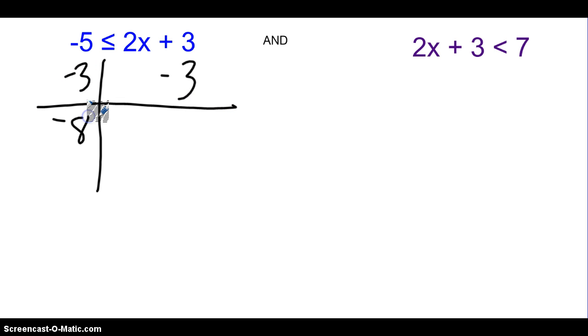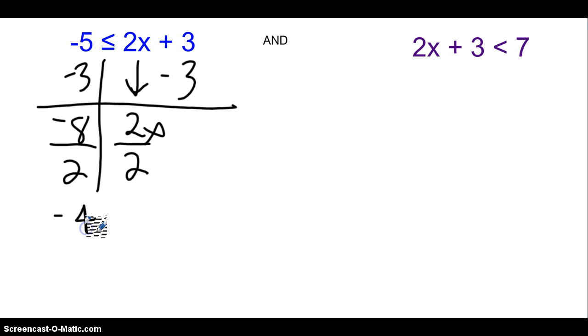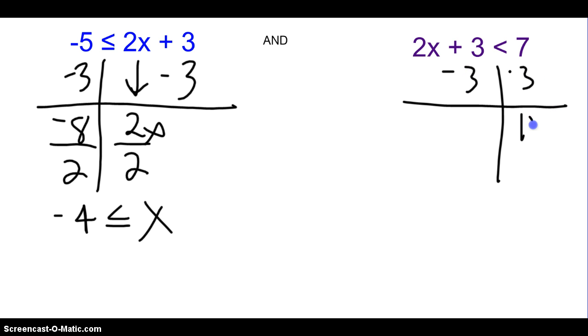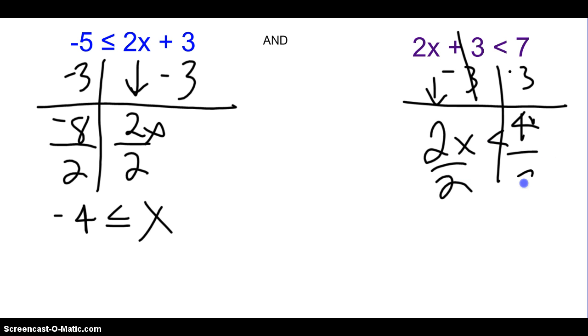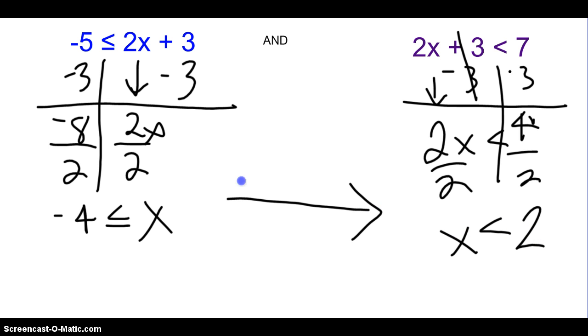When I do that, did you get -8? Be really careful. Drop down my 2x, divided by 2, divided by 2. So negative 4 is less than or equal to x. Did I switch the sign or anything? No, because the 2 is positive. Now, over here, minus 3, I get, not 10, I get 4. That cancels out, drop my 2 down, 2x is less than 4, divide by 2, so x is less than 2. Alright, now I'm going to graph it.